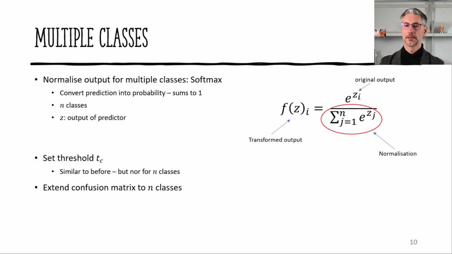If we have multiple classes, we need to normalize the output, and this is done by the so-called softmax operation. This converts the prediction for each class into a score that sums to 1. If we have a well-calibrated model, we can interpret this as a probability for the n classes. And again, we now set the threshold, similar to before, but now for the n classes. And we can also extend the confusion matrix for this application.